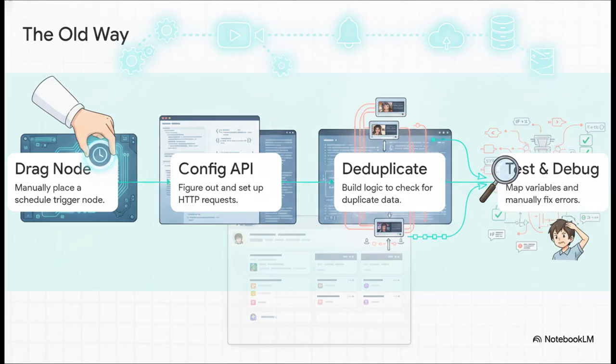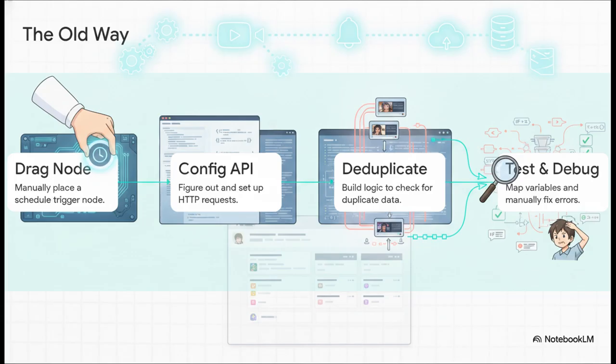In the old drag-and-drop days, checking that channel meant manually dragging a schedule trigger node, configuring the timing, and wrestling with API requests yourself. And the absolute hardest part for a beginner? Deduplication. Making sure you don't process the same video twice. You'd have to build out these complex logic loops and set up totally separate databases just to check video IDs.